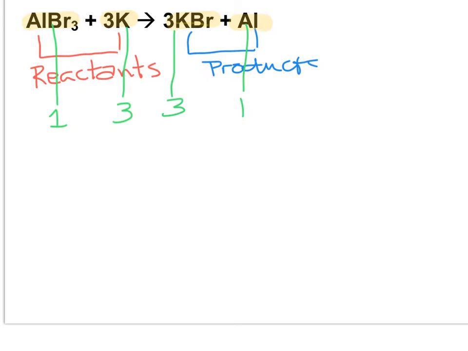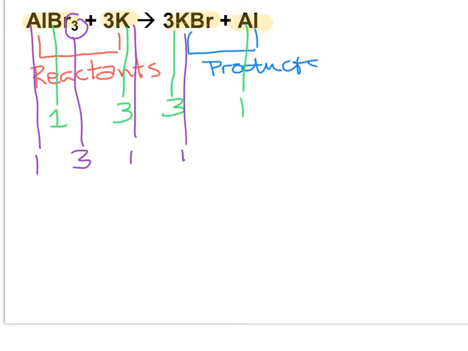For AlBr3, we can see that the compound AlBr3 is made up of 2 different elements. We have aluminum and we have bromine. And we can see that we have 1 aluminum and we have 3 bromine. Similarly, for K, we only have 1 K. Over in the product side, we see that we have 1 K and 1 Br, and we have 1 Al. So those are our subscripts.